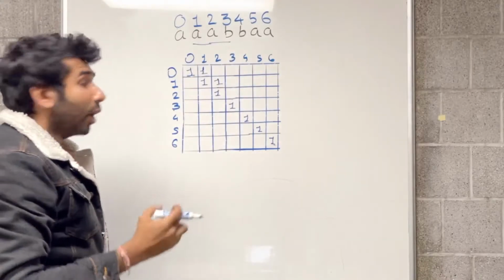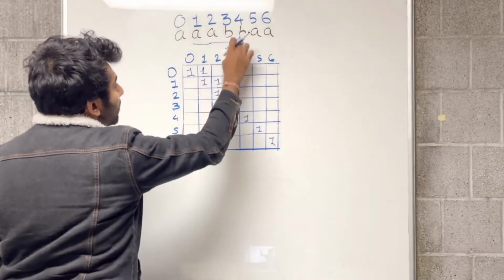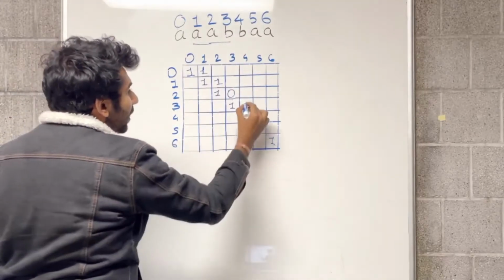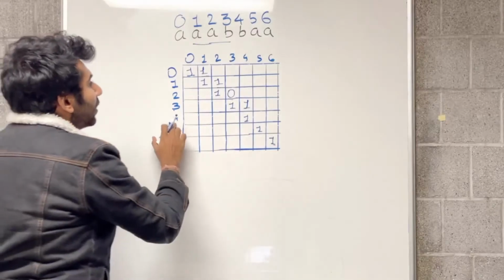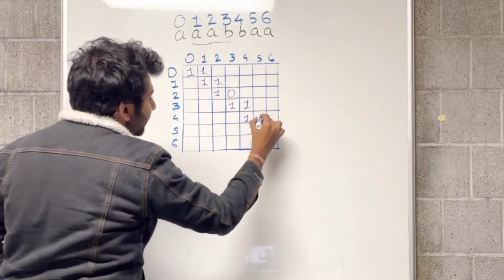2, 3. As A and B are not the same, we can write 0 over here. 3, 4, BB, again, those both are same. So 1 over here. 4, 5, BA, not the same, 0.